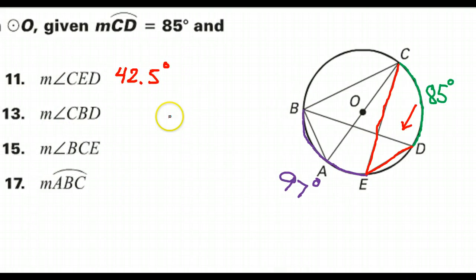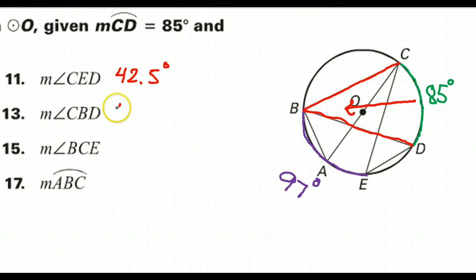That was number 11. Number 13, angle CBD. Let me start over. Angle CBD is that angle right there. Well, that's exactly the same thing. It's yet another inscribed angle with the green arc as the intercepted arc. So once again, I take half, and of course I'm still going to get 42.5 degrees out of it. All right, measure of angle BCE.